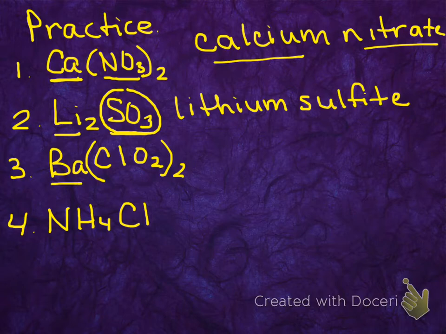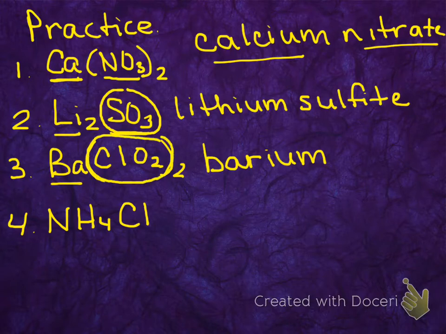Example number 3, Ba. We know that Ba is barium. And then inside the parentheses, we see we've got ClO2. Okay, don't confuse this with an I. A lot of people see this as CiO3. It's Cl, chlorine, and oxygen. And if we look at our polyatomic ion chart, ClO2 is chlorite. So barium chlorite is our name.